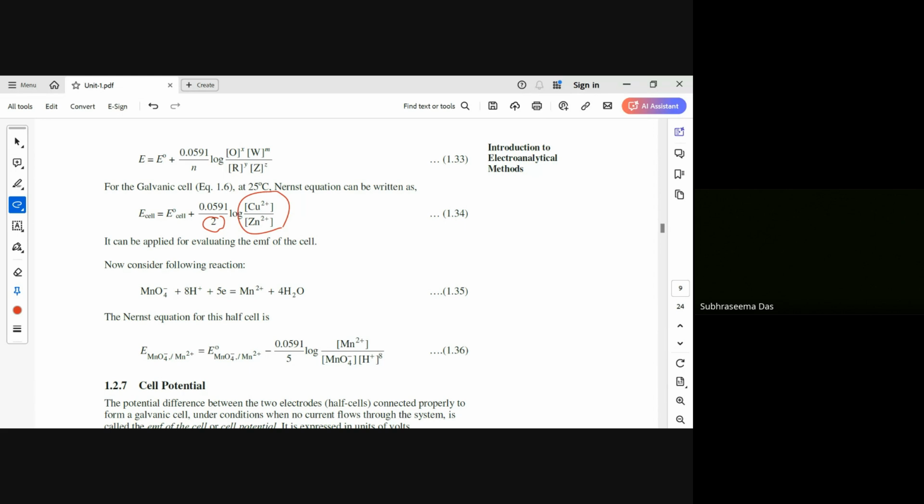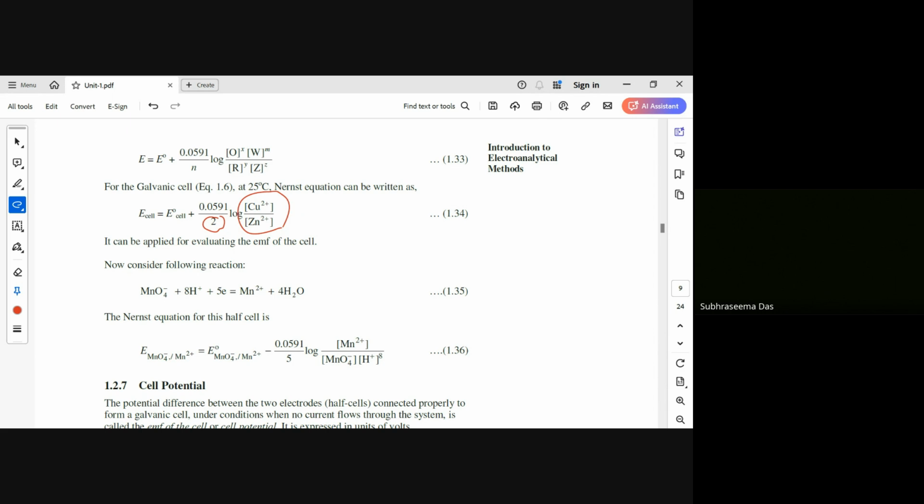Here in the denominator, the factor 2 is applied because in the galvanic cell reaction, the number of electrons in the electrochemical reaction is given as 2. So here we have used 2 for the value of N.